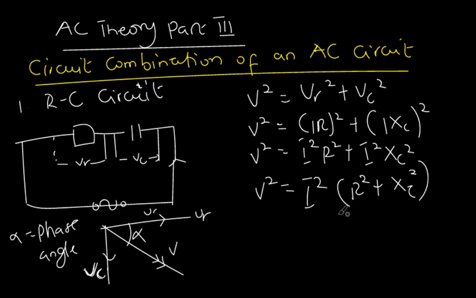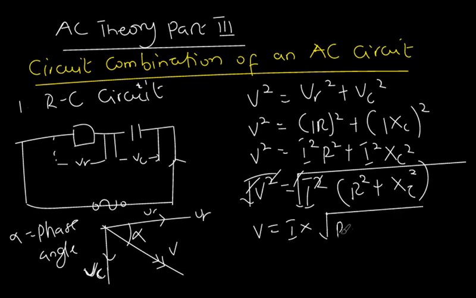Okay, so from here we know we divide all by root of everything over here. So this cancels this, so we have voltage is equal to what? This will cancel this, so we have our current, multiplied by the root of what? R square plus what? XC square. Now if we divide voltage by current, we get some sort of what?